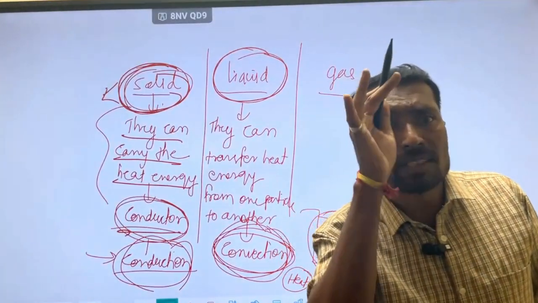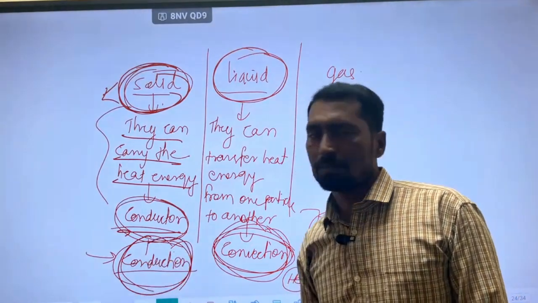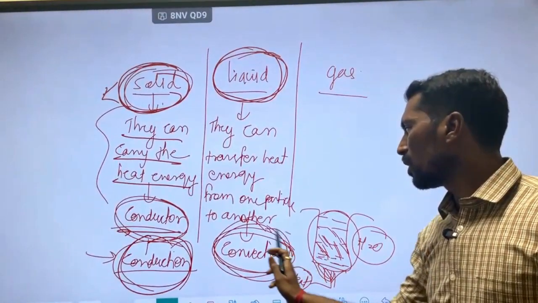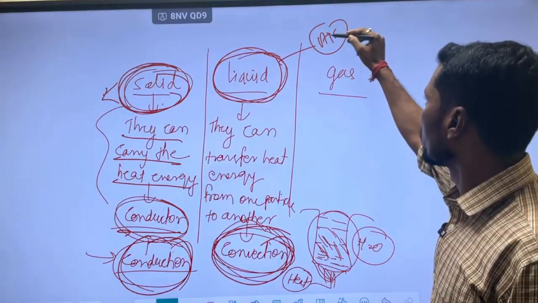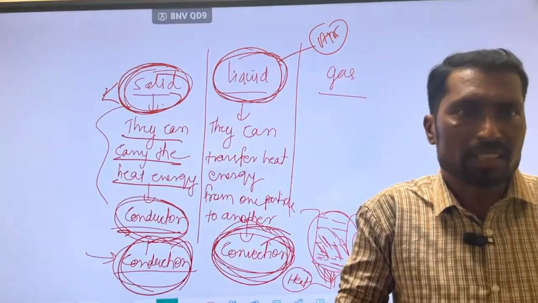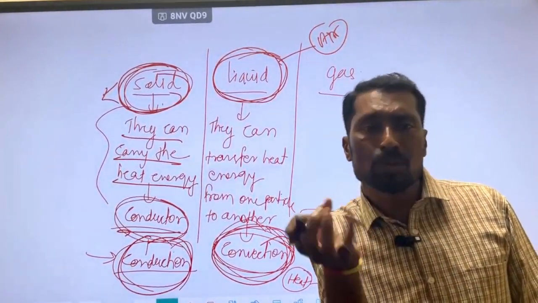If it is a solid substance, then we call it conduction. If the substance is a liquid, we call it convection. Liquid as well as air, we can say that. In air also, convection happens. The particles are heated up and the heat energy is transferred from one particle to another particle.